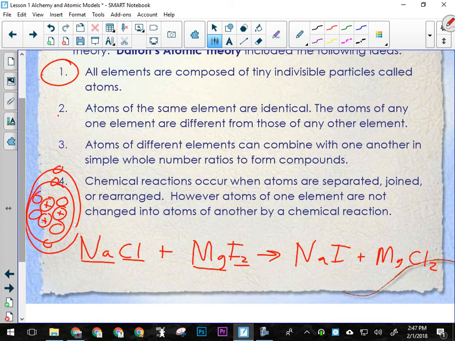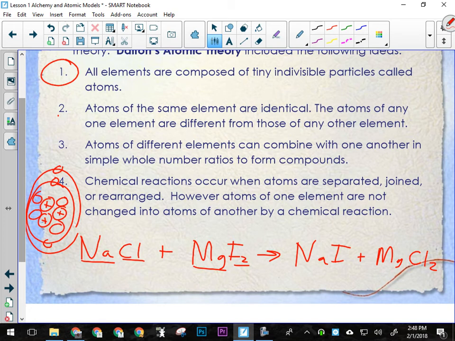Every atom of lithium looks like that. All atoms of lithium have the same number of protons, the same number of electrons. They don't always have the same number of neutrons, but we'll talk about that later. But they all have the same number of protons, the same number of electrons, which is why all lithium behaves the same.